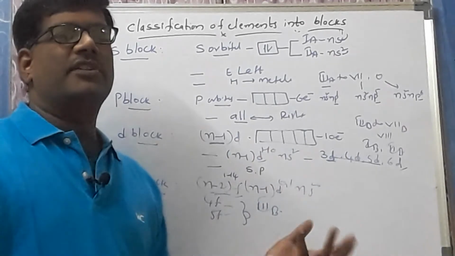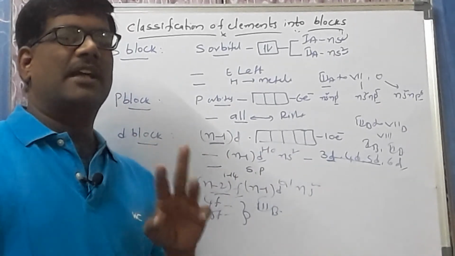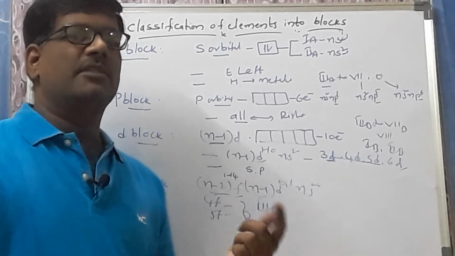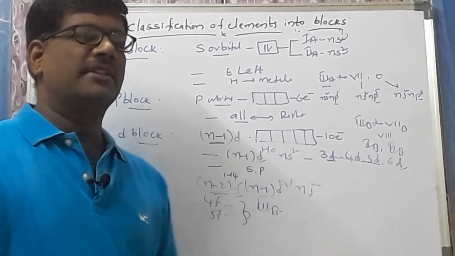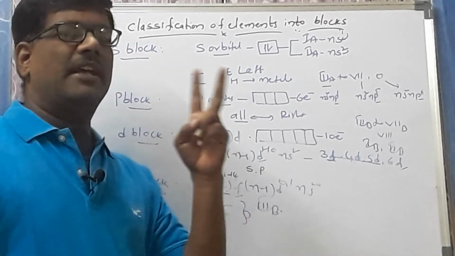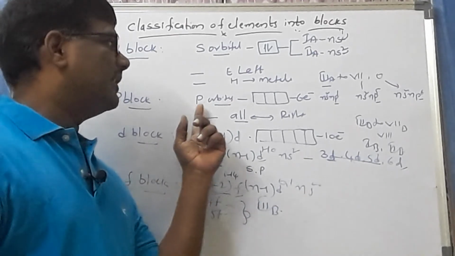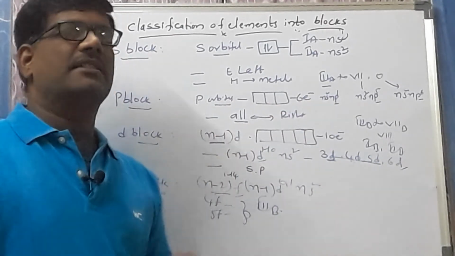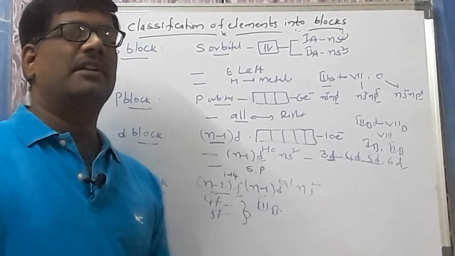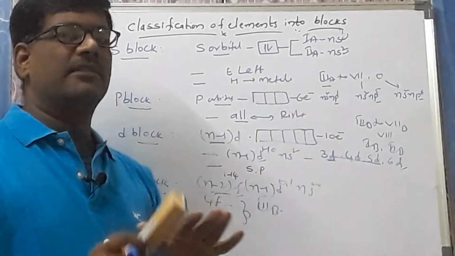Ultimately, based on the differentiating electron, all the elements are classified into 4 blocks, namely S block, P block, D block and F block. If the differentiating electron enters into the S orbital, those elements are called S block elements; similarly for P, D and F. In the S orbital we can accommodate a maximum of 2 electrons, so we have 2 groups. In the P orbital a maximum of 6 electrons, that's why we have 6 groups. In the D orbital a maximum of 10 electrons, so we have 10 groups. Up to here, 10 plus 6 plus 2, 18 groups are finished.